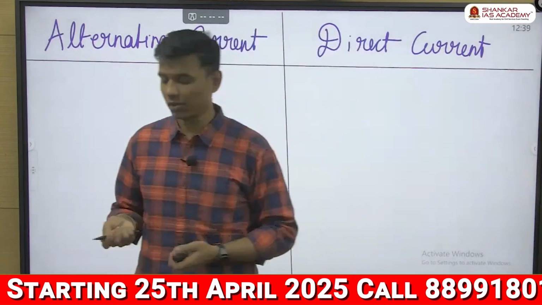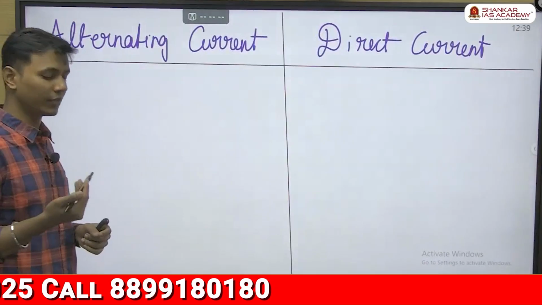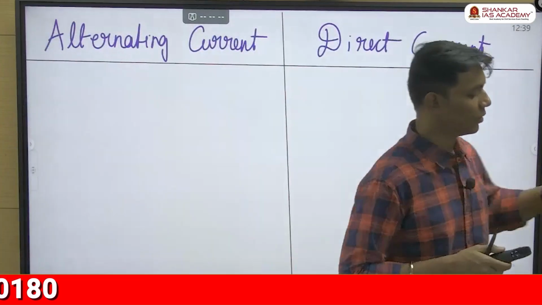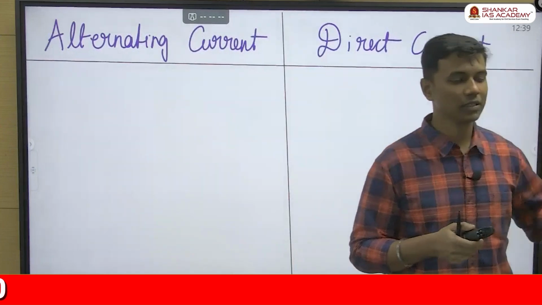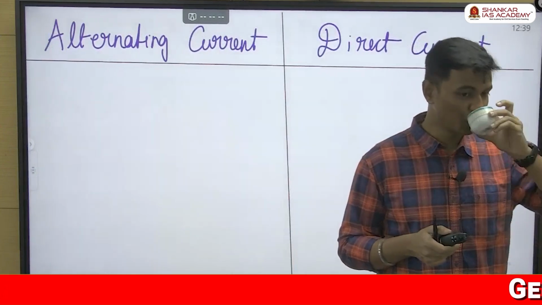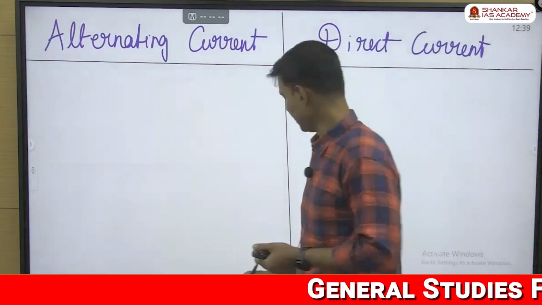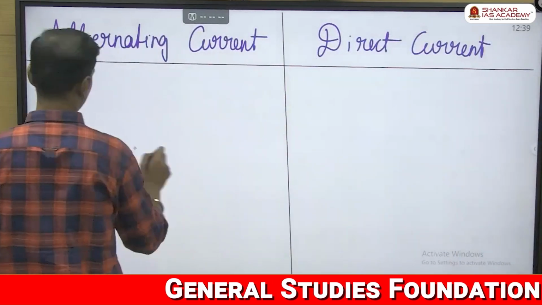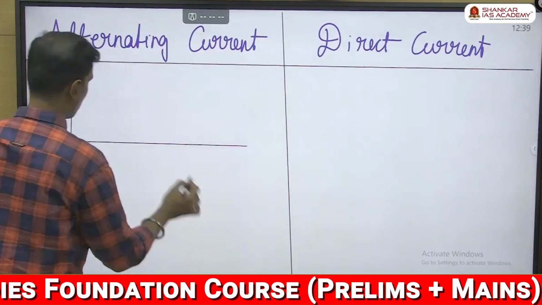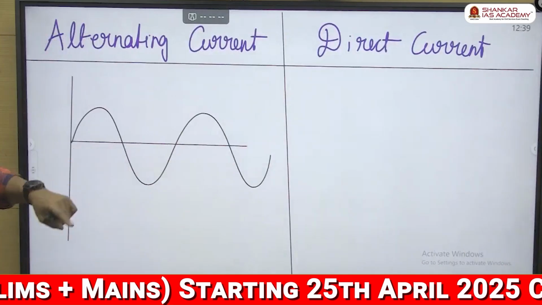Then again, under alternating current, you can write: the direction of the current constantly changes. That is, if you take this, the alternating current will be like this. So it constantly changes the direction.